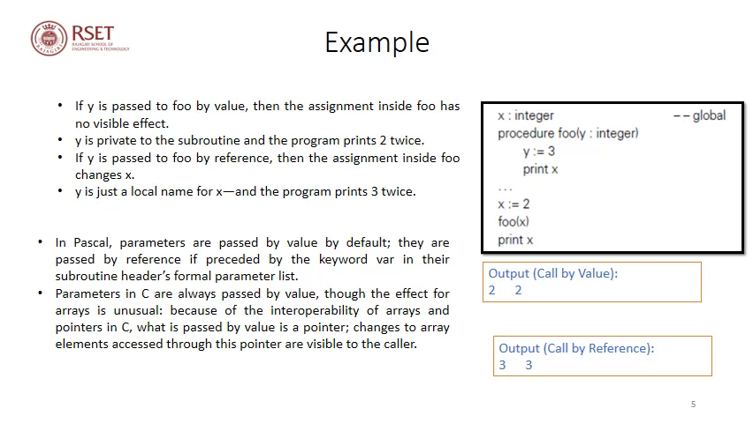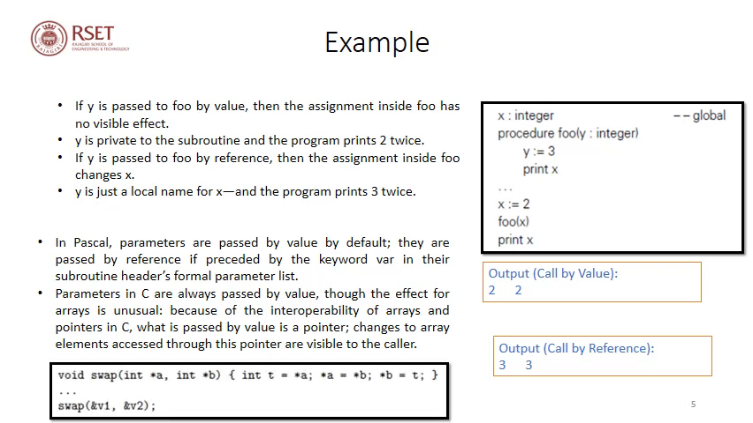So what is passed by value is a pointer in the case of an array name. Changes to array elements accessed through this pointer will be visible to the caller. So apart from the array names, everything by default is passed by value in C. If you want to pass anything by reference, you have to follow this. That is, you have to pass the address of the variable in the function call.